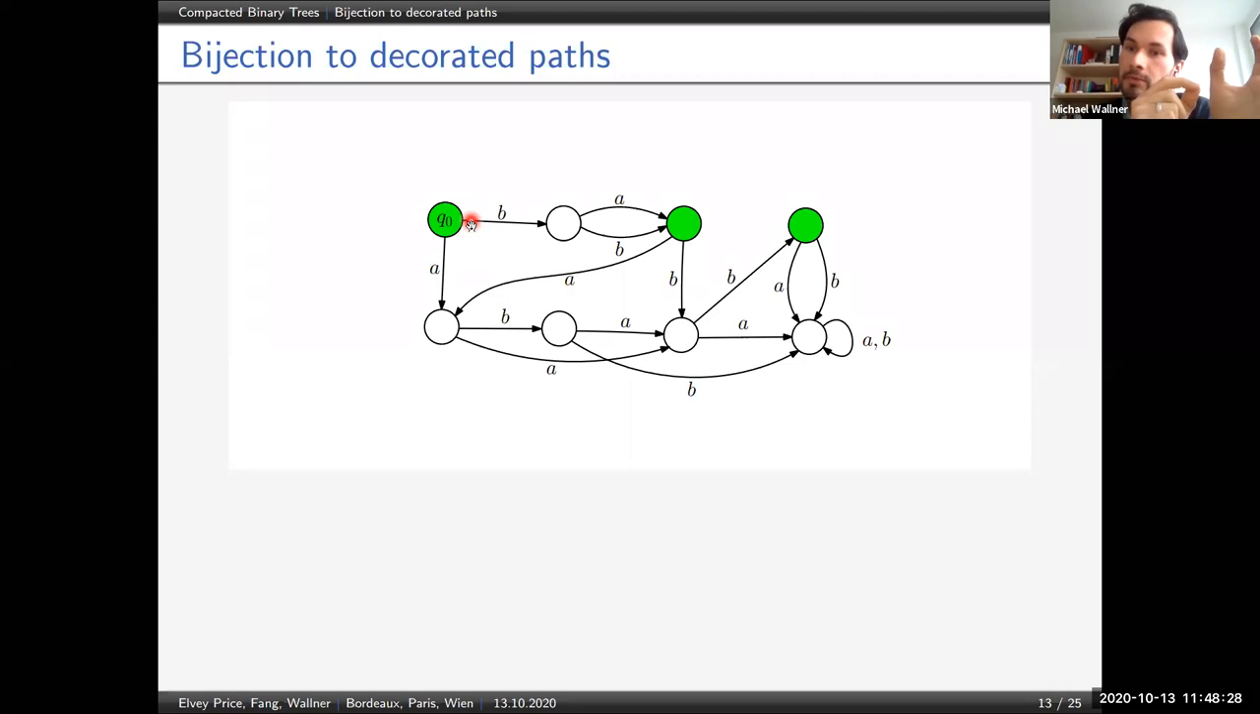So every automaton we're counting here, every language has a unique minimal one. So we're basically counting the languages.